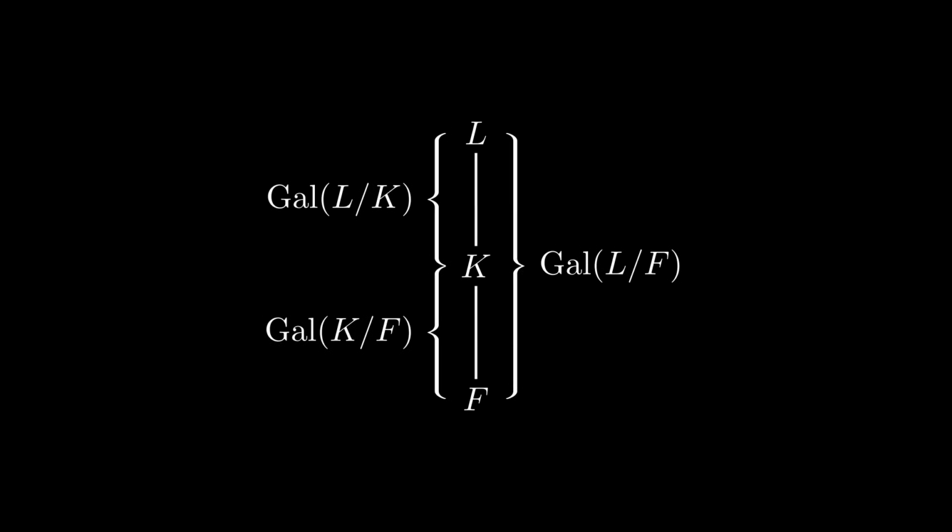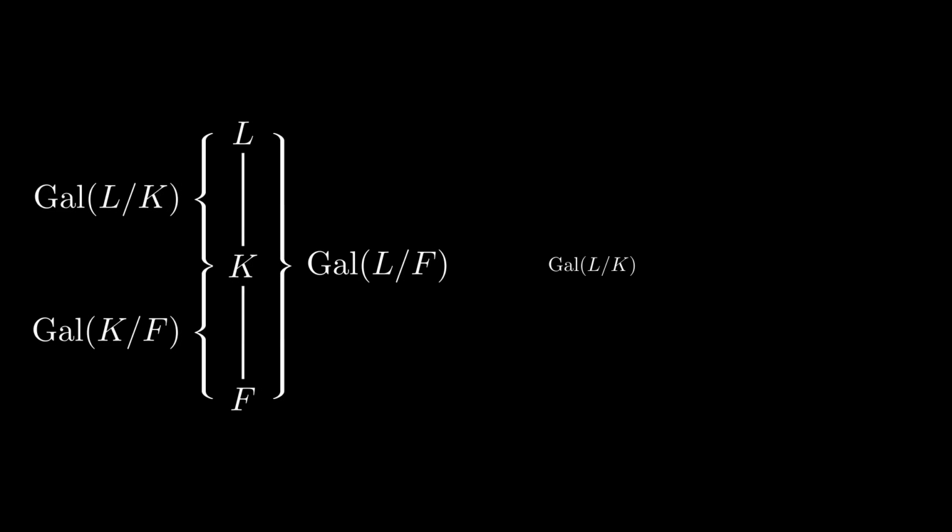Say F is a small field, K is a Galois extension of F, and L is a Galois extension of both K and F. Because they're Galois extensions, and hence splitting fields, there are associated Galois groups L over F, L over K, and K over F. How do these relate to each other?